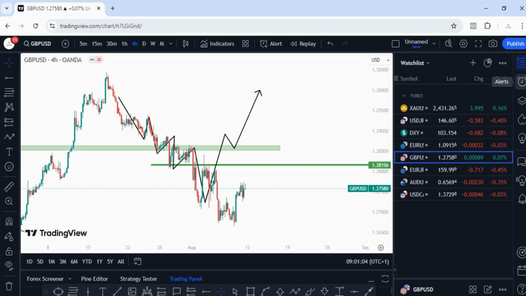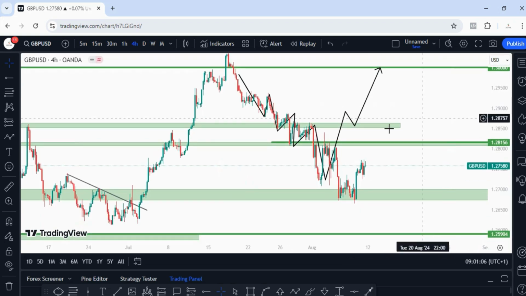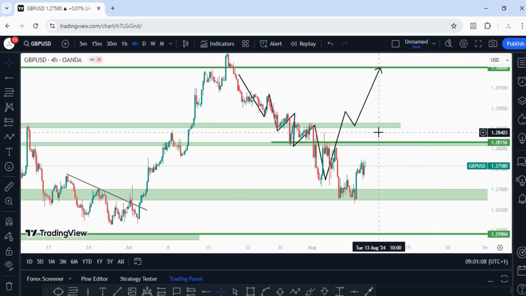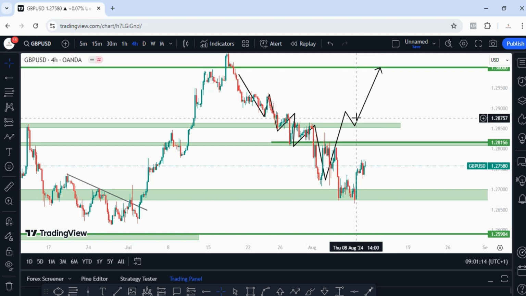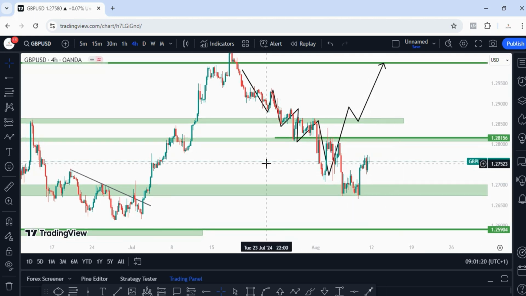Then the next on my list is GBP USD. GBP USD is going against the trend right now. Last week, I wanted to see this play out. That's if price agrees with DXY on GBP USD, and that didn't happen. Price continued moving against the trend.